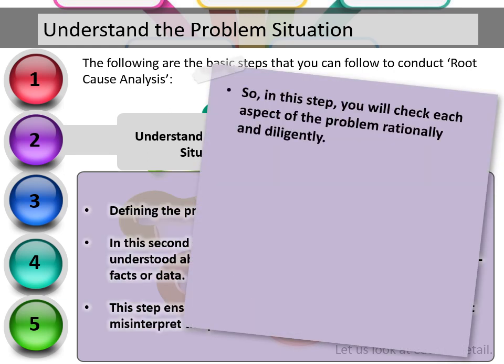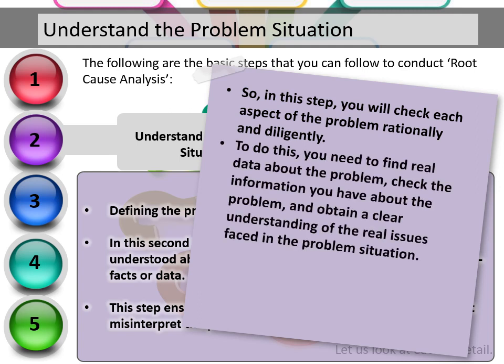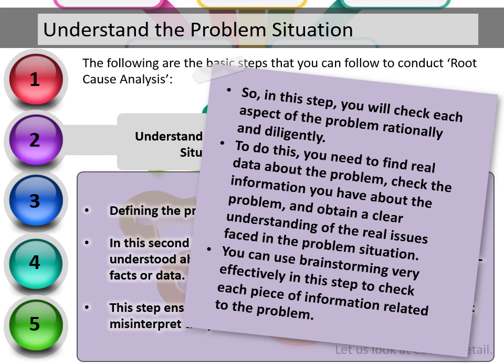So in this step, you will check each aspect of the problem rationally and diligently. To do this, you will need to find real data about the problem, check the information you have about the problem, and obtain a clear understanding of the real issues faced in the problem situation. You can use brainstorming very effectively in this step to check each piece of information related to the problem.